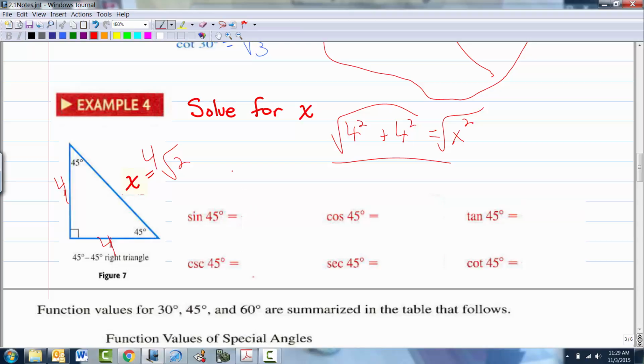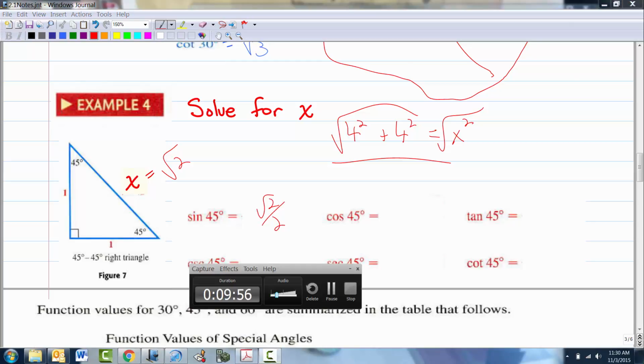All right. So what is, and it doesn't matter what ratios you do. Sine of 45, I don't care which one you pick. 4 over 4 root 2 is the same as 1 over 1 root 2. What is 1 over 1 root 2? Root 2 over 2.